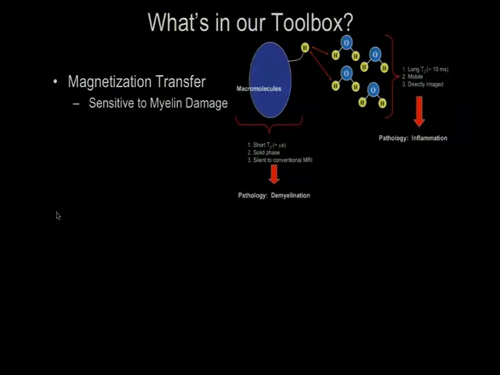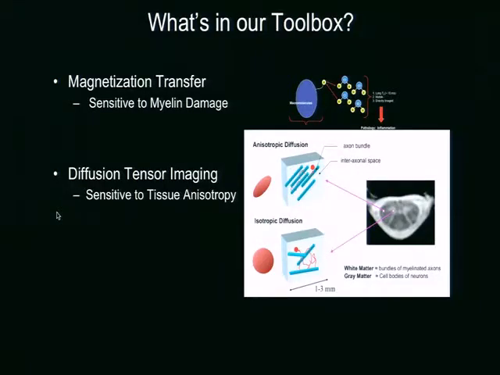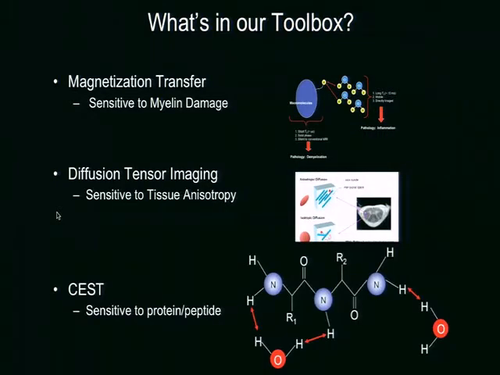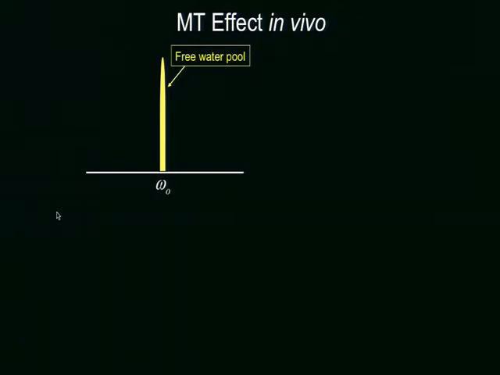How we're going to do that is, this is our toolbox. What I'm going to talk to you about is the use of magnetization transfer, which we know is sensitive to myelin damage. We're going to follow it up with a little bit about diffusion tensor imaging. We know that's sensitive to tissue anisotropy. And lastly, I'm going to bring up the idea a bit about CEST, or chemical exchange saturation transfer, because we know that that's sensitive to protein and peptides. And I'll tell you why that becomes important in just a moment, okay?